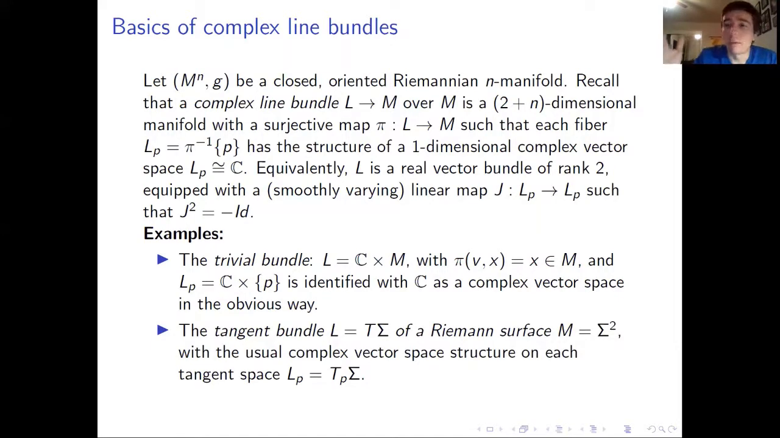Of course, there are many important non-trivial examples of complex line bundles. So an important early one would be the tangent bundle of a Riemann surface, okay, where it inherits the complex structure from the complex structure on the Riemann surface. Okay, so this is all familiar stuff.